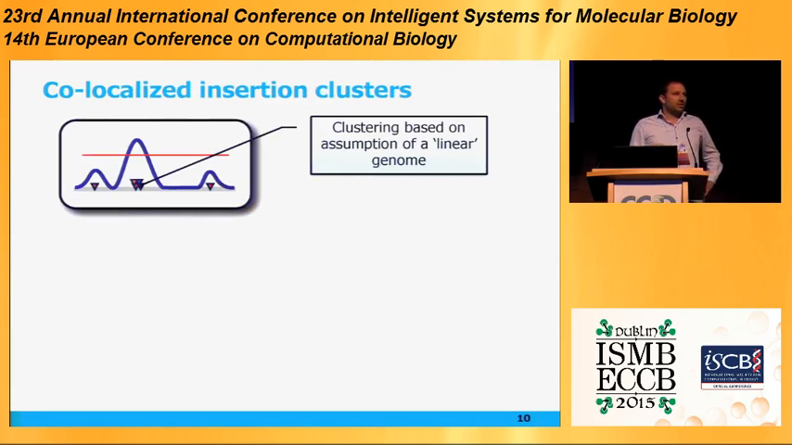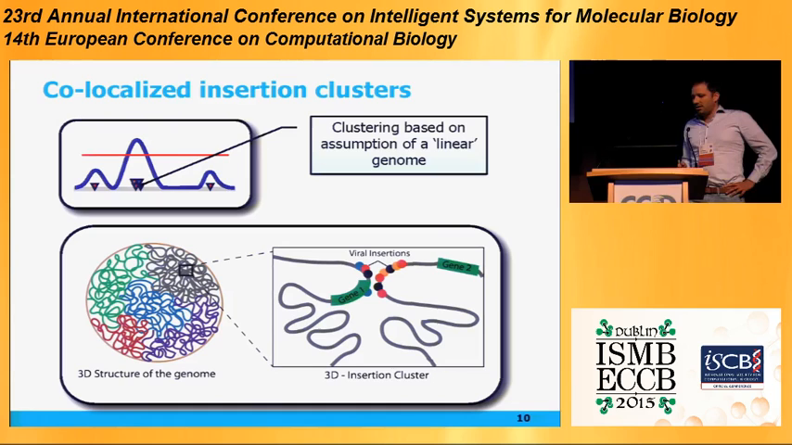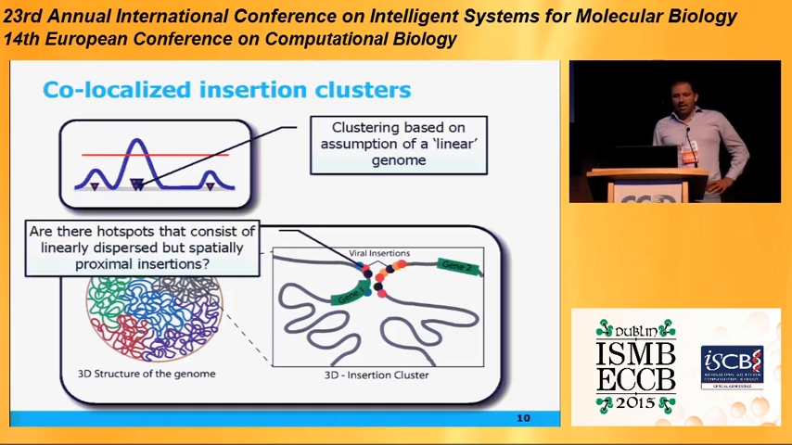Now, there's one important assumption that we have made when analyzing these types of data, and that is that when we do this clustering, we assume a linear genome. But we know now that the genome is not linear, and that's why we actually asked, are there hotspots that consist of linearly dispersed insertions that are actually in 3D spatial proximity through the chromatin conformation?